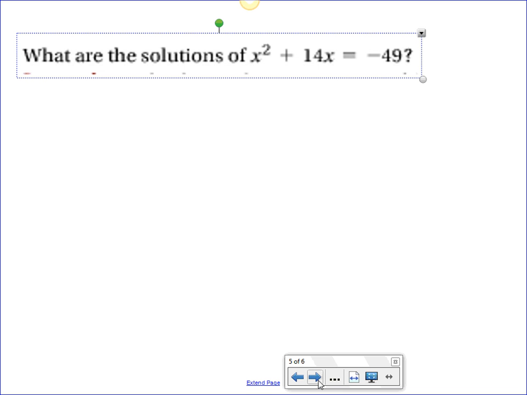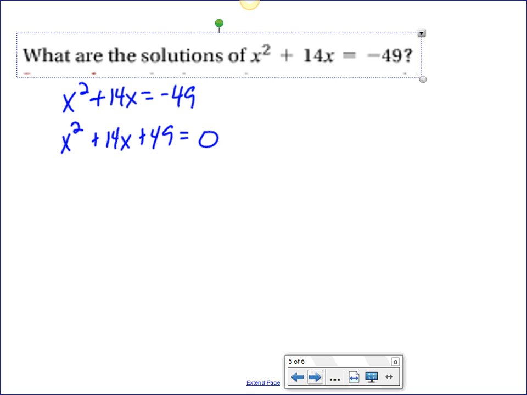So now, how would I go about doing this one? Well, if it says x squared plus 14x equals negative 49, the first thing you would have to do is move the 49 over so it's in standard form. So x squared plus 14x plus 49 equals 0.